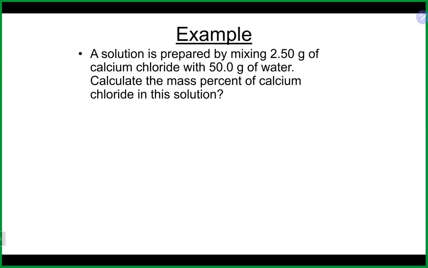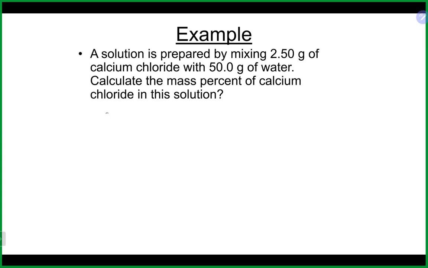A solution is prepared by mixing 2.5 grams of calcium chloride with 50 grams of water. Calculate the mass percent of this solution. So take a minute or two, calculate the percent by mass here. Okay, so let's take a look.